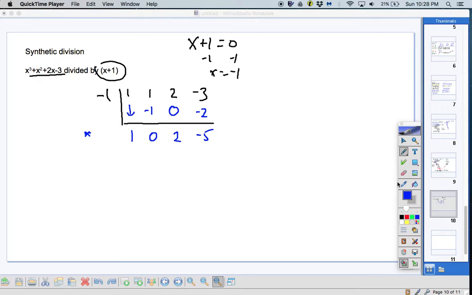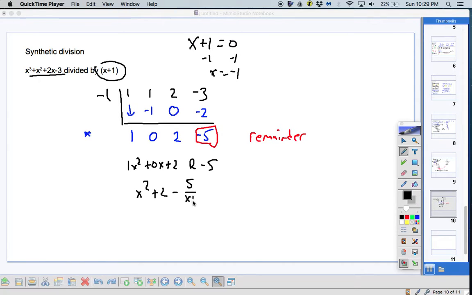Okay? So our last number that we just wrote right here, this is our remainder. So we have a remainder of -5. The other numbers are going to be the coefficients of our terms, and it's going to be 1 less than we started with. So we started with an x to the third, so this is going to have an x squared. So we're going to write 1x squared plus 0x plus 2 with a remainder of -5. And you don't have to keep the 0x or the 1 for that matter, so we're going to rewrite this as x squared plus 2, and we have a remainder of -5. And remember, you can write that as -5 over our original, which was x plus 1.